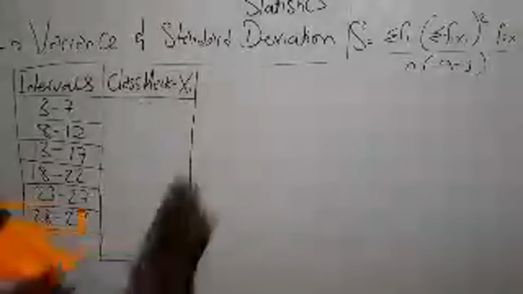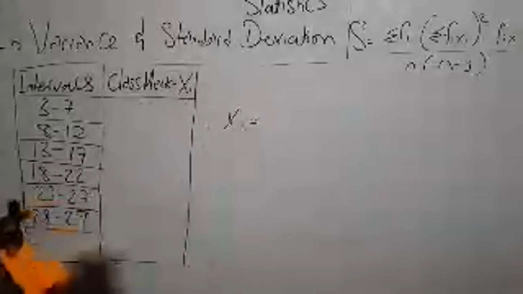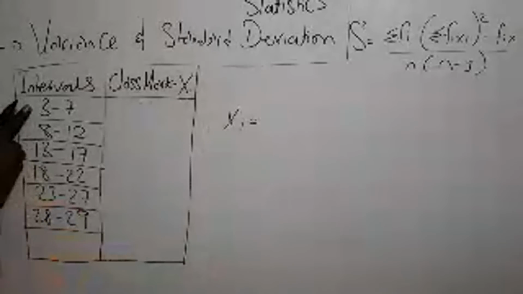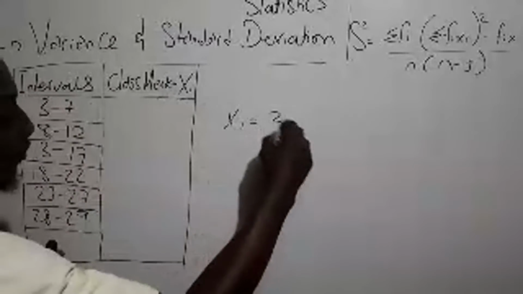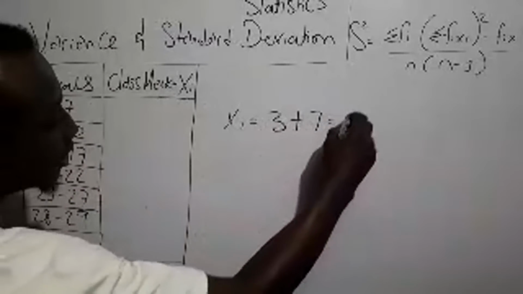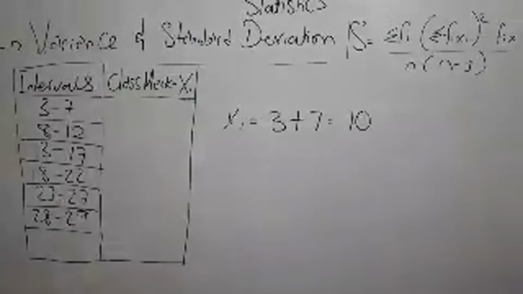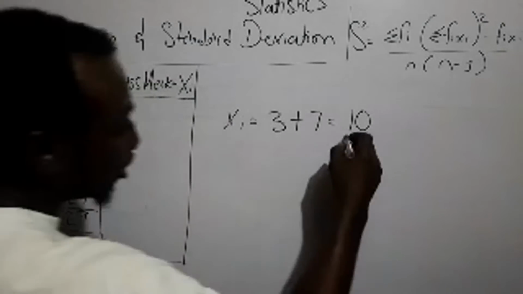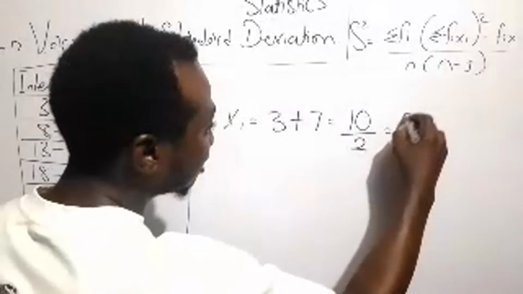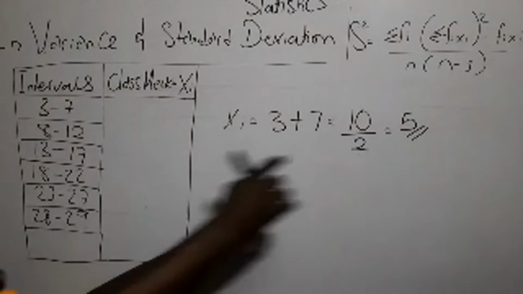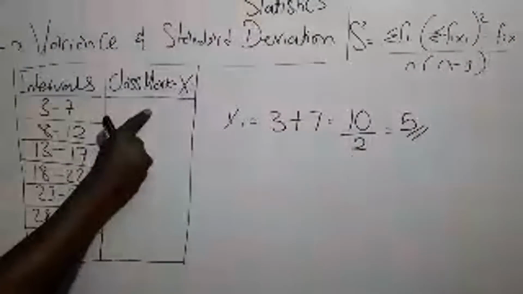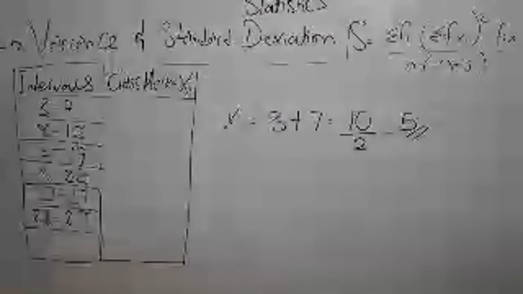Our xi simply means the class mark. So for the class interval, we are expected to do 3 plus 7. That is 10. All right. Then you divide this by 2. Then you have 5. And that's how we got our xi for this class interval.